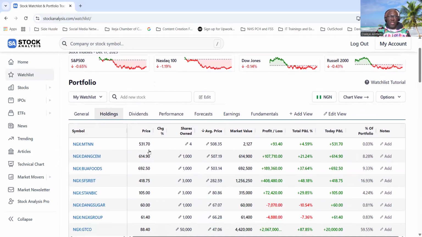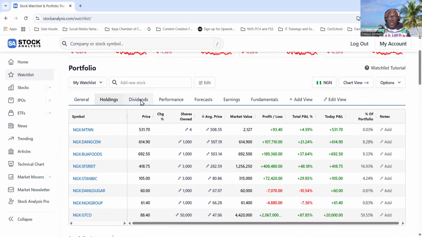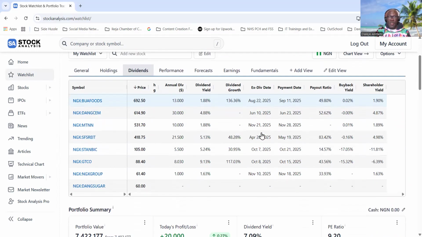Okay, let's come back to another thing. Now you click on dividend. So it will always tell you the current price for each of those stocks. It will automatically tell you the dividend paid for each of those stocks. You don't need to do anything about this. You don't need to enter any of these figures. This tool will automatically populate all these other fields for you.